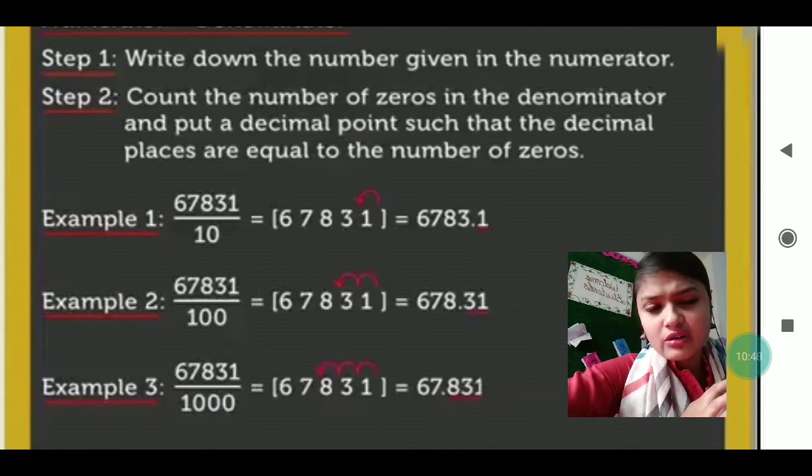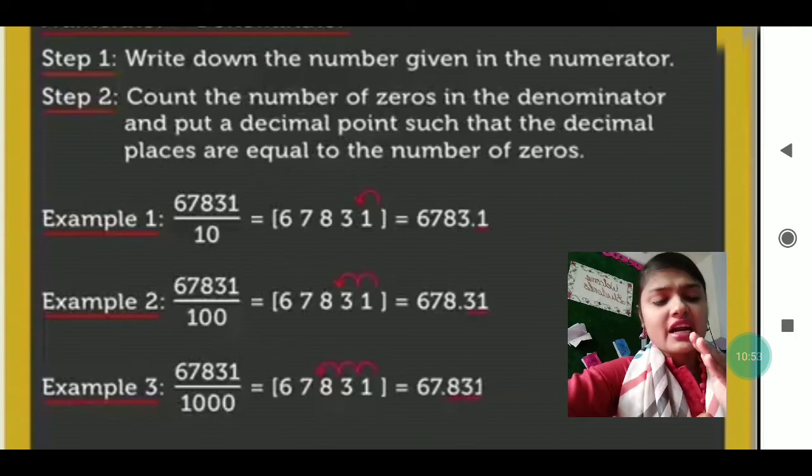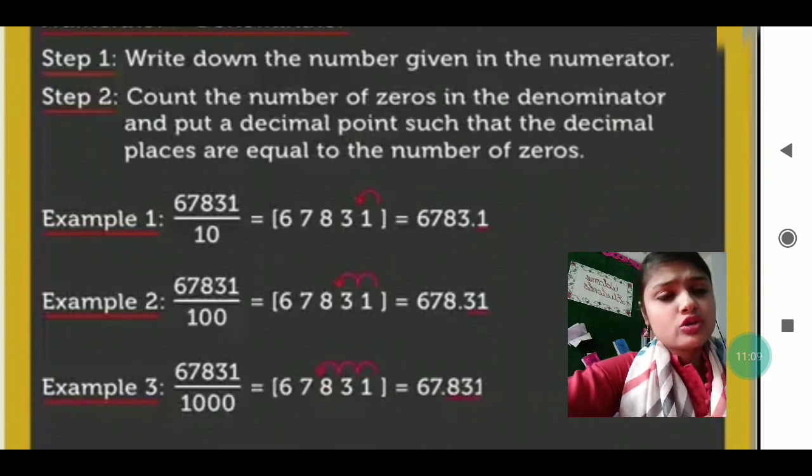There are three zeros in 1000, so after three digits the decimal is put. When we have to put a decimal in any fractional number, we start counting from the last. We see how many zeros are present in the denominator column, and according to that you put the decimal from the right side, from the ones place.